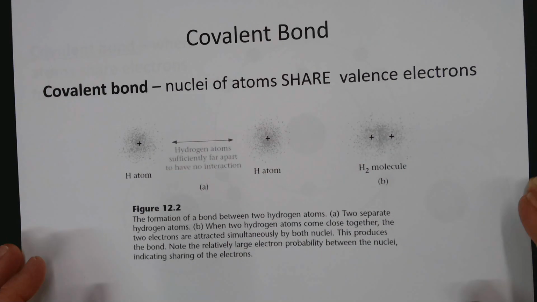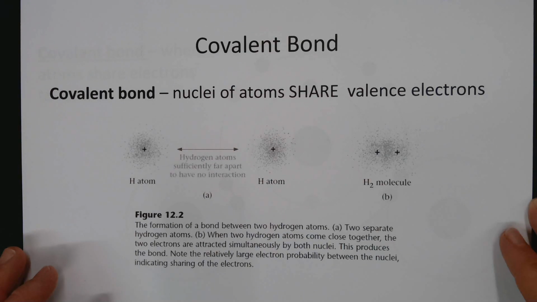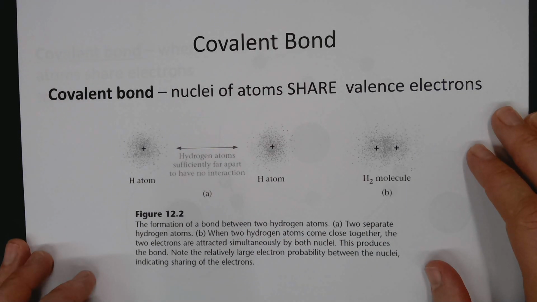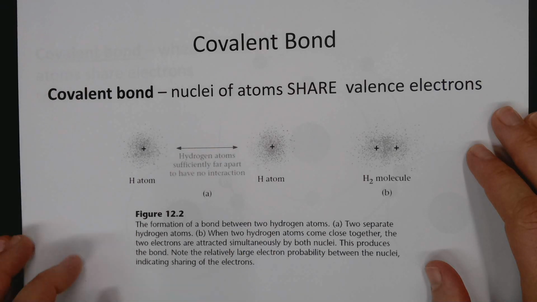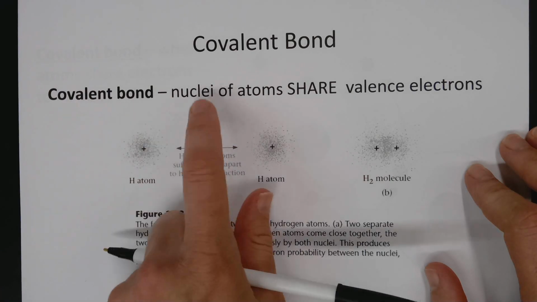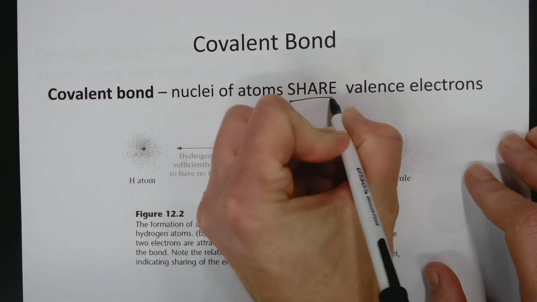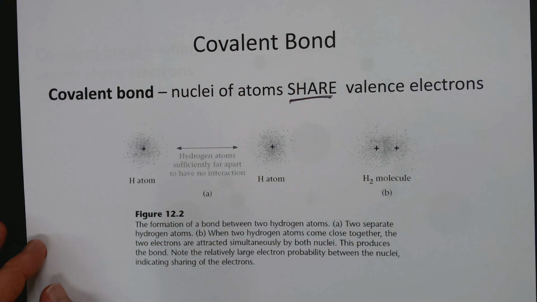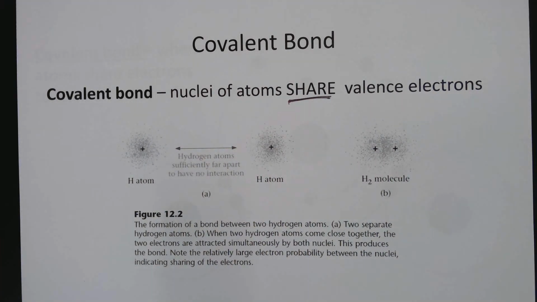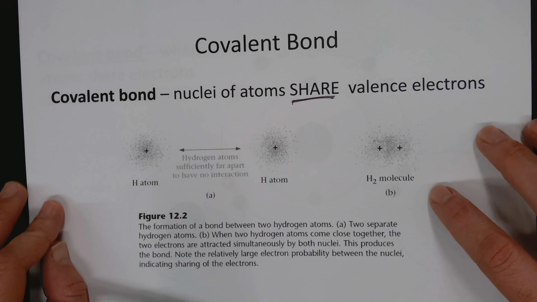So a covalent bond is similar to an ionic bond in that it's because atoms are seeking to fill their valence shells. But a covalent bond is when the atoms share their valence electrons. If you recall an ionic bond, the elements totally gave away or totally took the valence electrons. Here, the elements are going to share their valence electrons.